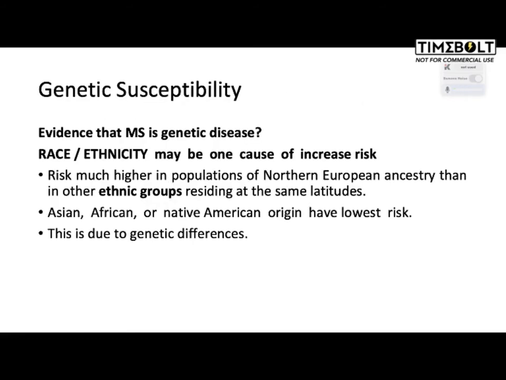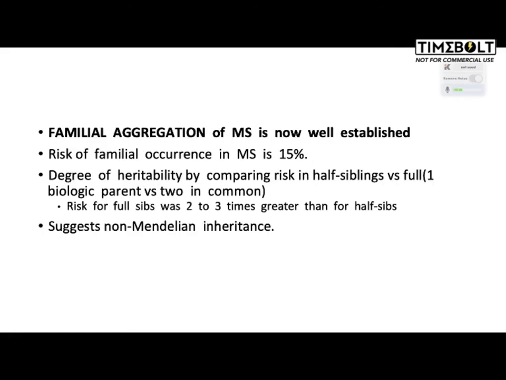Genetic susceptibility is supported by race and ethnicity, as the disease is more prevalent in some ethnic groups as compared to others. It is more in northern European ancestry as compared to others at the same altitude like Asian, African, or Native Americans, because they have the lowest risk even if they're living in the US or UK, likely due to genetic differences. There is also familial aggregation. Risk of familial occurrence is 15%. Degree of heritability is estimated by comparing risk in half sibling versus full sibling.